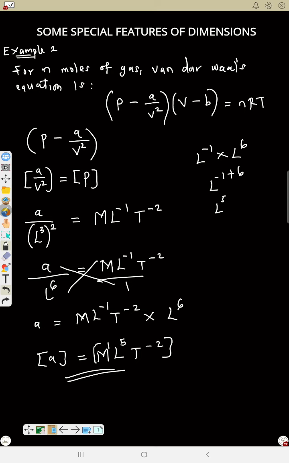You know that M is power 1. That means for A we have 1 dimension in mass, 5 dimensions in length, and minus 2 dimensions in time, 0 dimension in current, and so on. So that is how we can find the dimensions of A and B. It's clear now. The dimension of B will be equal to the dimension of volume. The dimension of A over V squared will be equal to the dimension of pressure. So that's what we use to find A and B. Hope that is clear. Then let's move on to another aspect.